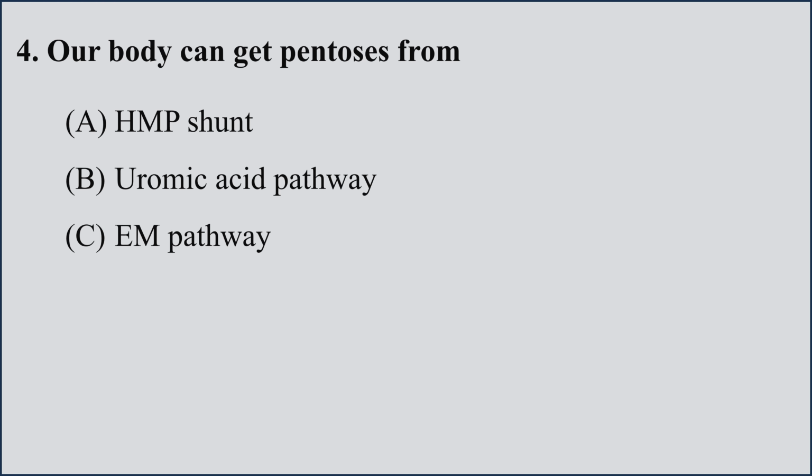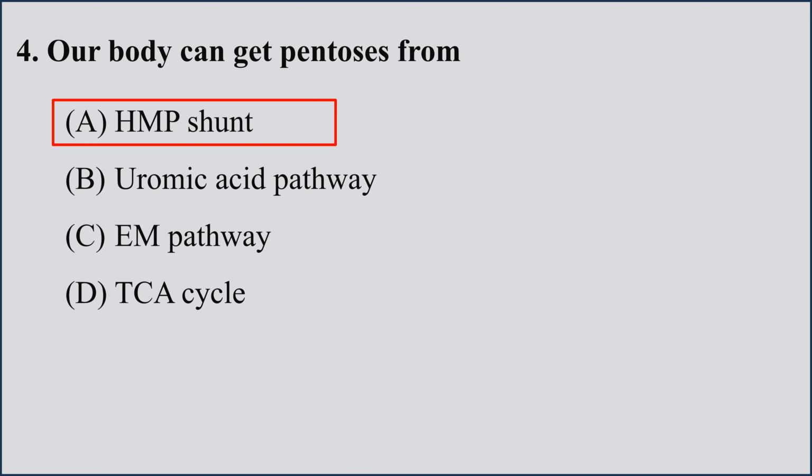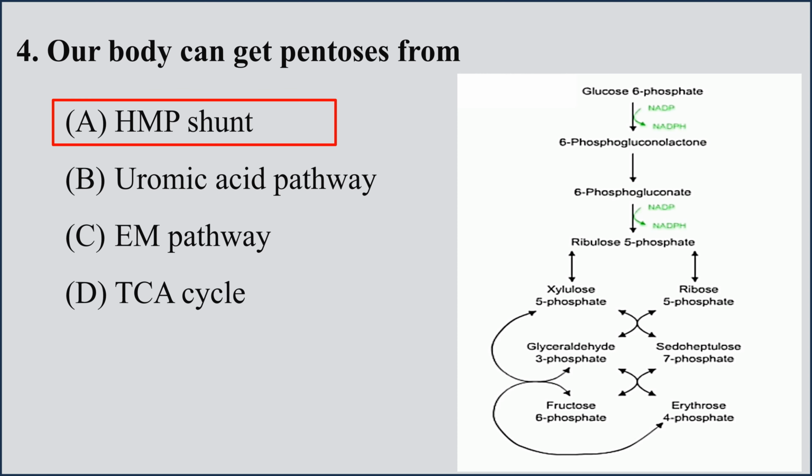Question number 4. Our body can get pentoses from A. HMP Shunt, B. Uronic acid pathway, C. EM pathway, D. TCA cycle. The right option is HMP Shunt. Our body can get pentoses from hexose monophosphate pathway, also known as pentose phosphate pathway. Here shown is the pentose phosphate pathway, in which the pentose formed is ribulose 5-phosphate.